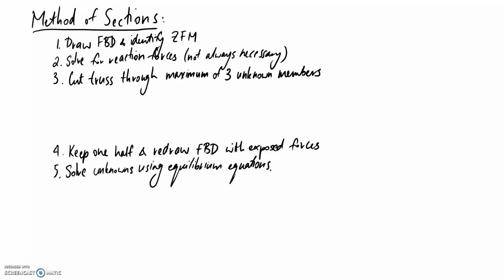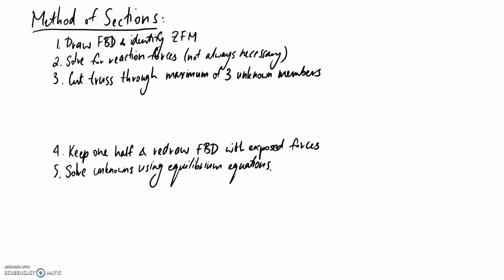Alright, so the next topic that we have is method of sections, and again I have a method that we can apply for solving these questions. So it starts off almost identical, in fact identical to the previous method, and that's that you want to start with drawing your free body diagram, simplifying all your reactions onto the free body diagram. And once you've done that, you want to identify if you have any zero force members in your truss, because this is going to make your analysis a little bit easier.